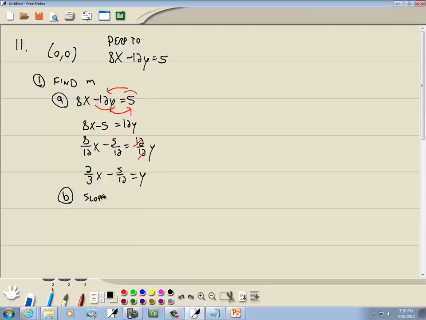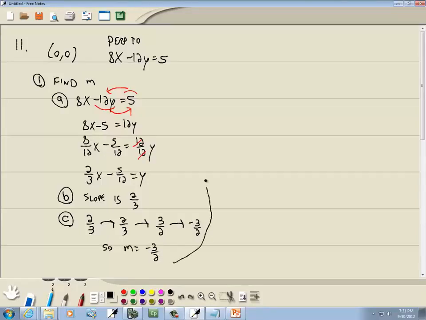Next sub-step is to identify its slope. Your slope, if it's in slope-intercept form, is whatever number is for your x, which is 2/3. Now our perpendicular lines have slopes that are negative reciprocals. So we'll start with the slope from b, which is 2/3. We're going to write it in fraction form. It's already in fraction form, so we're fine. Flip it, take the reciprocal. That's 2/3 becomes 3/2. And then change its sign, so it becomes a -3/2. So m is equal to -3/2. That'll become pretty easy after a while. You won't have to write all these steps down. You see the fraction, you flip it, change the sign.